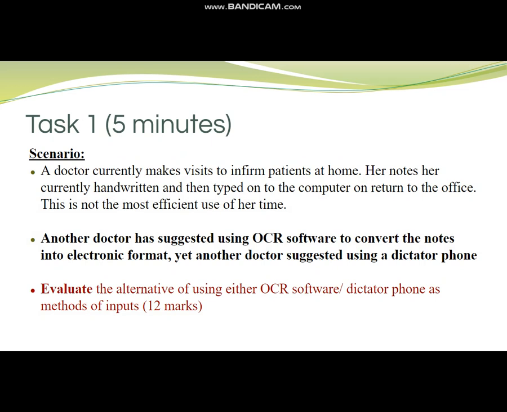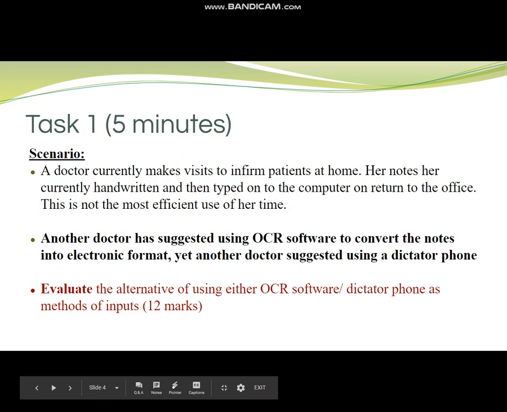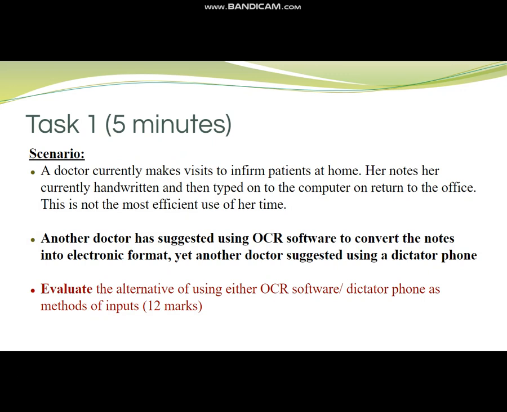Right, so here's a scenario for you. Have a read of the scenario. Again, pause this here if you need to, and then have a read of the scenario and come up with an answer. Now notice it's an evaluate question you're being asked here, so that means you need to be able to give both the for and against part of the answer.